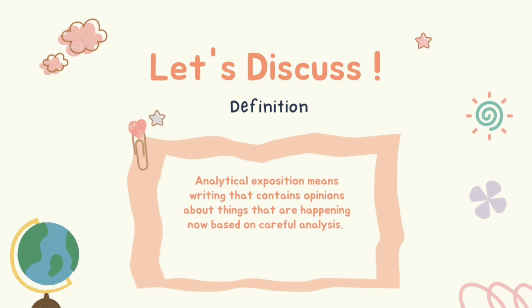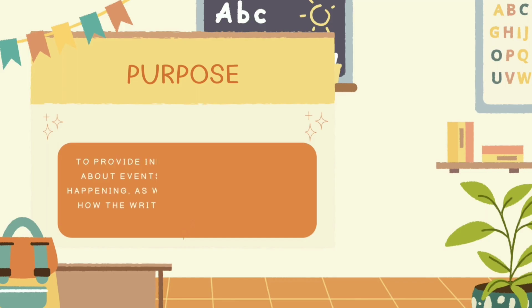So here is the definition of analytical exposition. As we can see, there are the words analytical and exposition. Analytical here means to analyze or examine something, and exposition here means a broad explanation. So we can conclude analytical exposition means writing that contains opinion about things that are happening now based on careful analysis. From the definition that has been explained, we can see the purpose of analytical exposition.